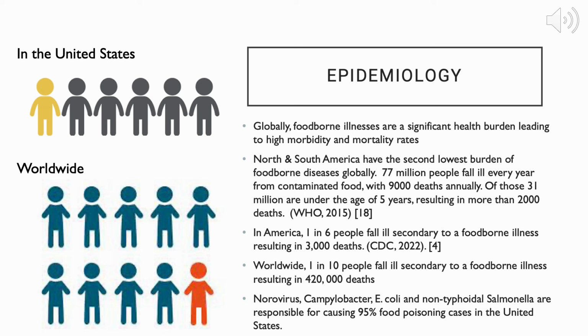In America, 1 in 6 will fall ill secondary to a foodborne illness, resulting in 3,000 deaths. Worldwide, it is 1 in 10 that will fall ill, leading to 420,000 deaths. Norovirus, Campylobacter, E. coli, and non-typhoidal salmonella are responsible for causing 95% of food poisoning cases in the United States.